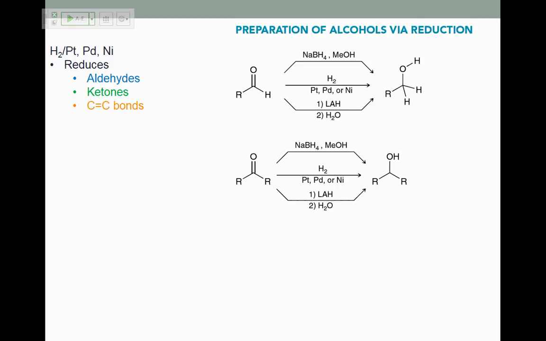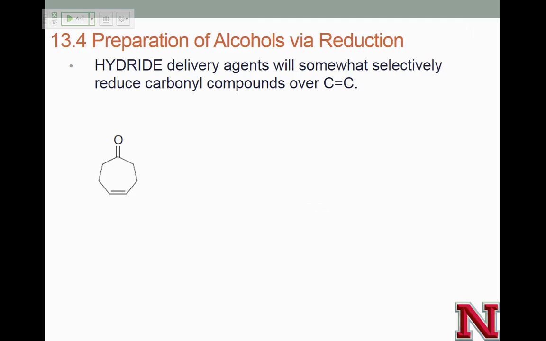So our H2 platinum palladium nickel will reduce all carbon-oxygen pi bonds and carbon-carbon pi bonds. And that's going to be really important. Sodium borohydride, we talked about it reducing aldehydes and ketones, but it's not going to reduce carbon-carbon pi bonds, and neither will lithium aluminum hydride. But there is a big difference between sodium borohydride and lithium aluminum hydride in their reactivity, so we need to discuss that. So our hydride reducing agents can be somewhat selective because our two different hydride reducing agents, the main ones that we're discussing, have different reactivities.